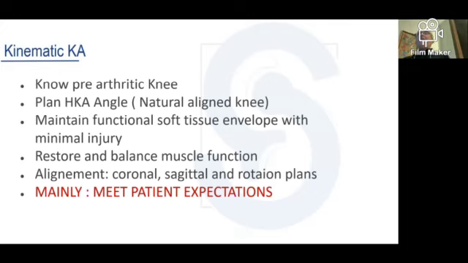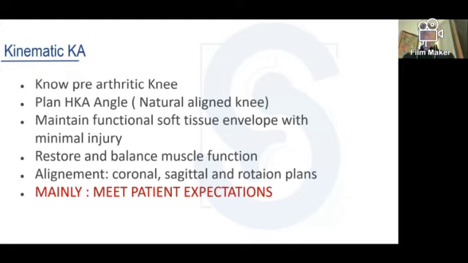Then, with the knee alignment, you should know the pre-arthritic situation of the knee. You will plan the HKA angle, hip-knee-ankle angle, to have a natural aligned knee. You have to maintain the functional soft tissue envelope, as we said, with minimal injury, not to release everything, not to detach everything, because all these soft tissues are very important for the function of your knee arthroplasty.